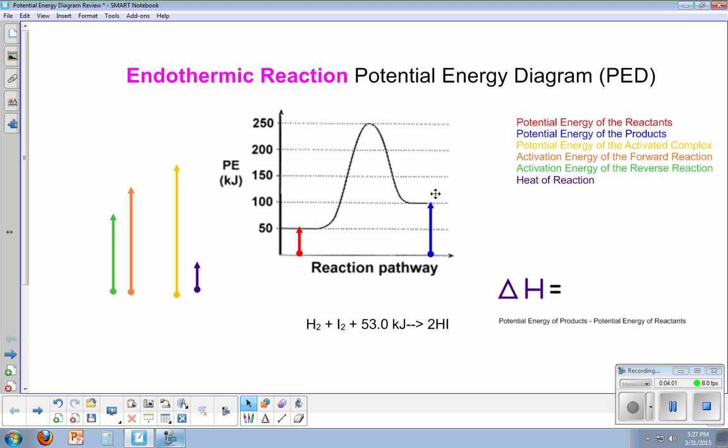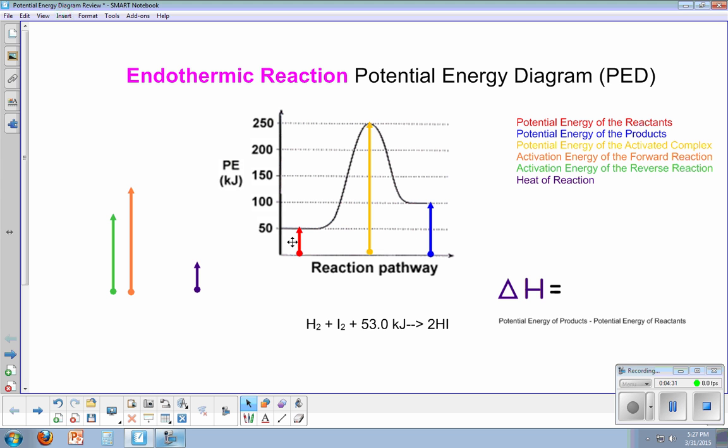As you're going from reactants to products, it doesn't just take the two hydrogens, split that bond, take the iodine, split that bond, and form HI. What happens is you wind up getting this complex, this transition state where certain bonds are not broken yet, and that would be your activated complex. So it has the most amount of energy in this diagram. We're going to represent it with this yellow arrow. It has 250 kilojoules in this particular diagram, again from 0 to 250.